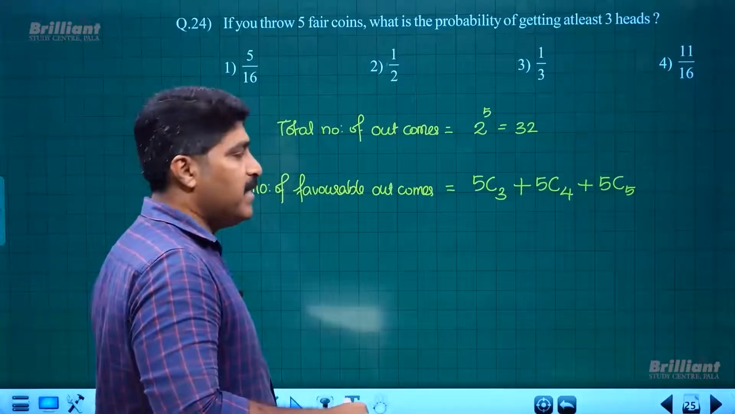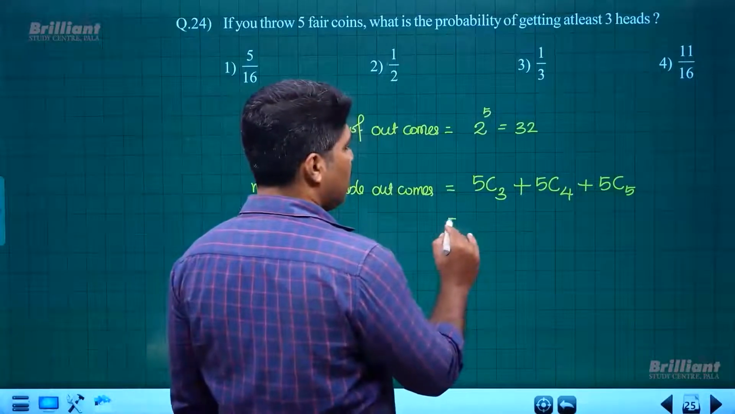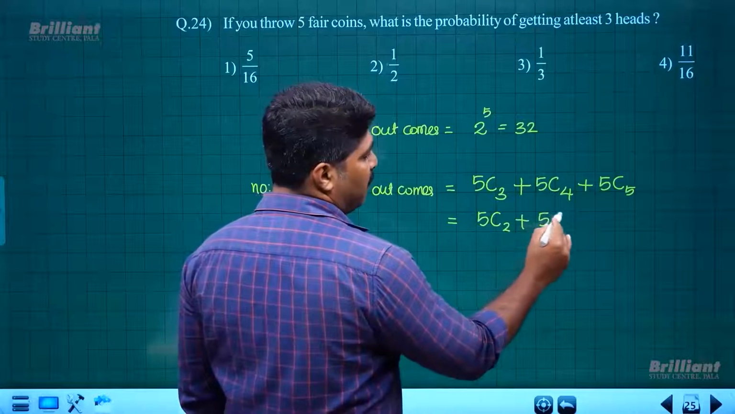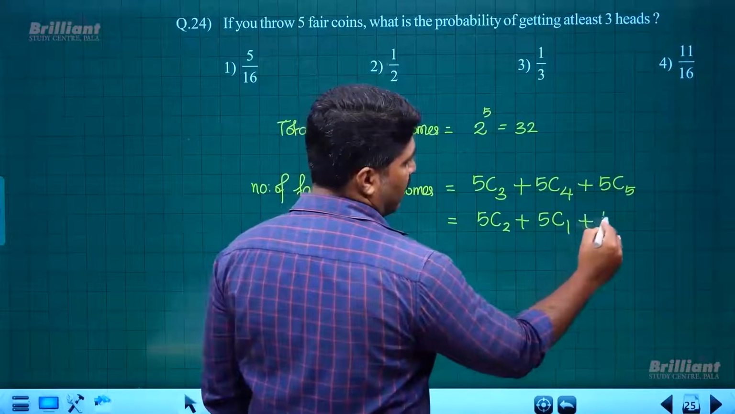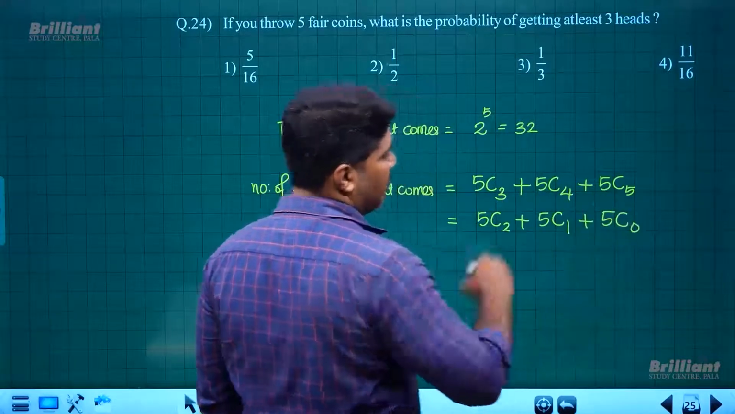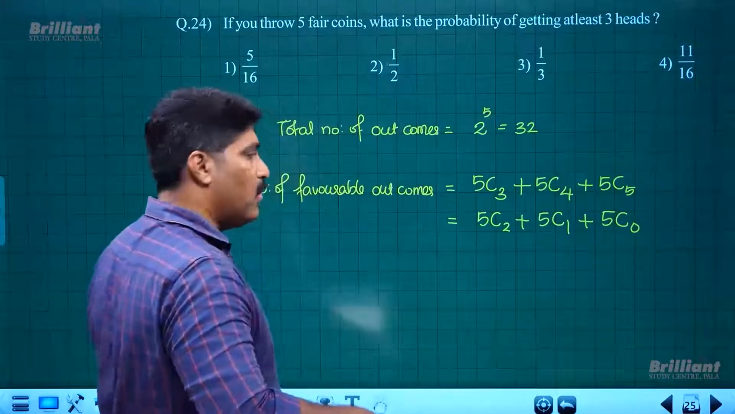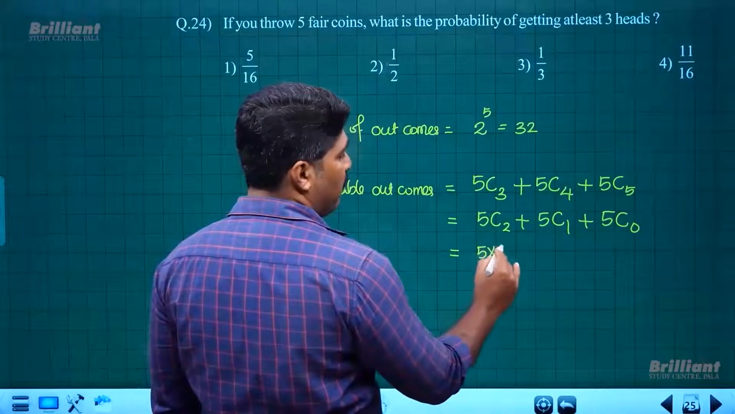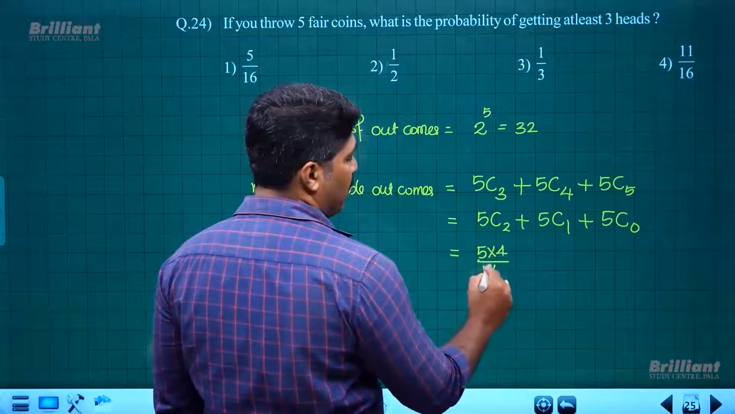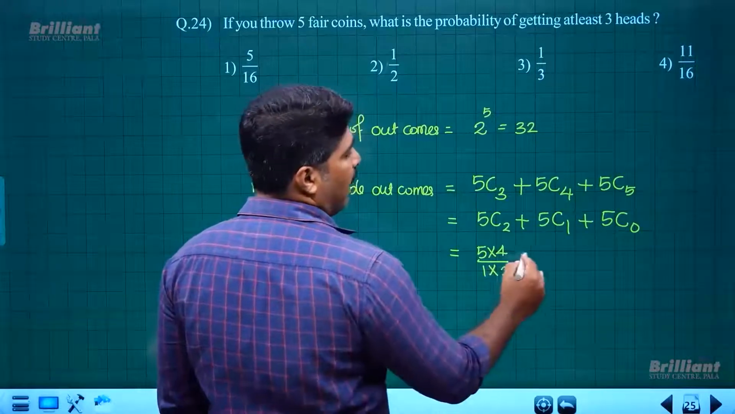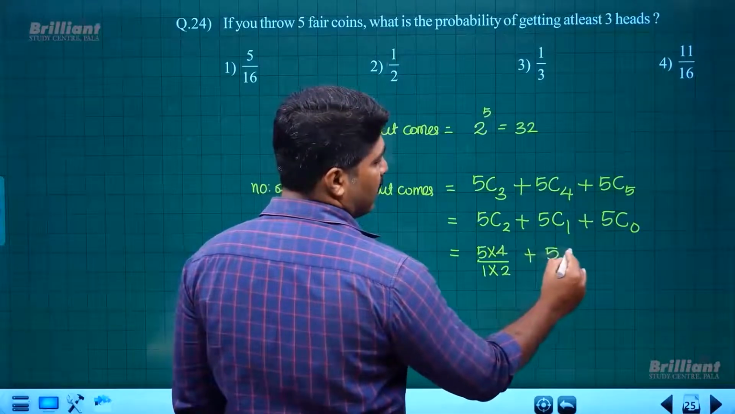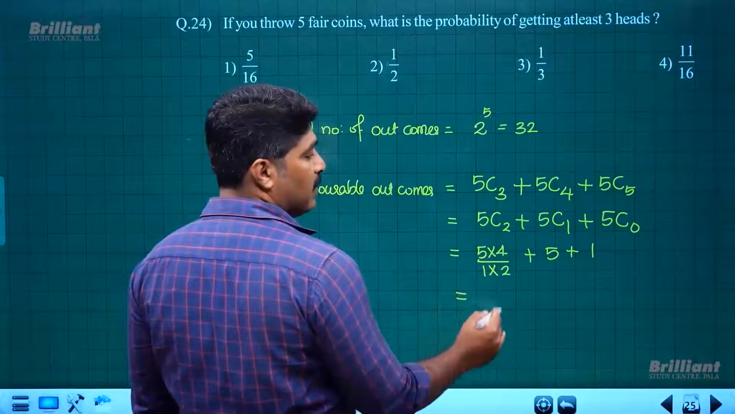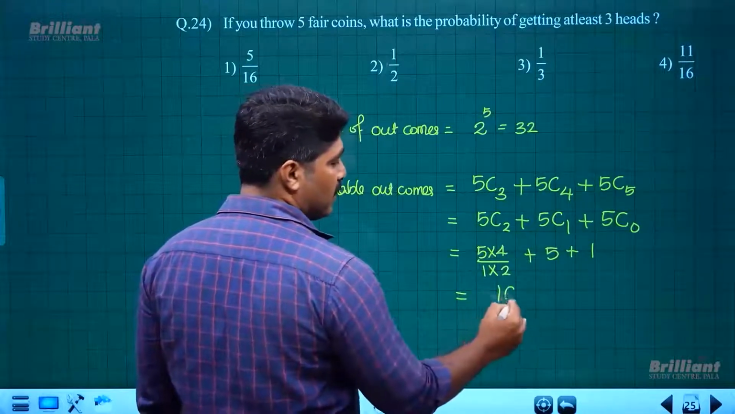So this is the combination application. Here we know that 5C3 is same as 5C2, 5C4 is same as 5C1, and 5C5 is same as 5C0. So what is 5C2? 5C2 is nothing but 5 into 4 divided by 1 into 2, so this is nothing but 10. And what is 5C1? That is 5 itself. What is 5C0? 1 itself. So 10 plus 5 plus 1, that is 16.